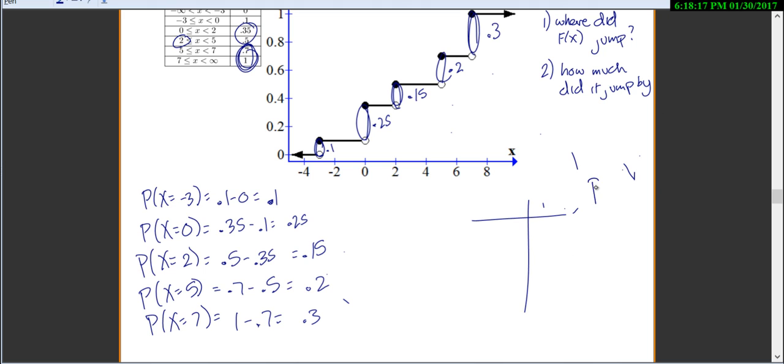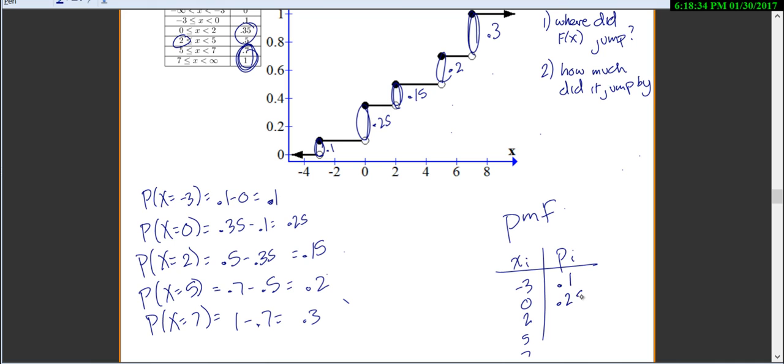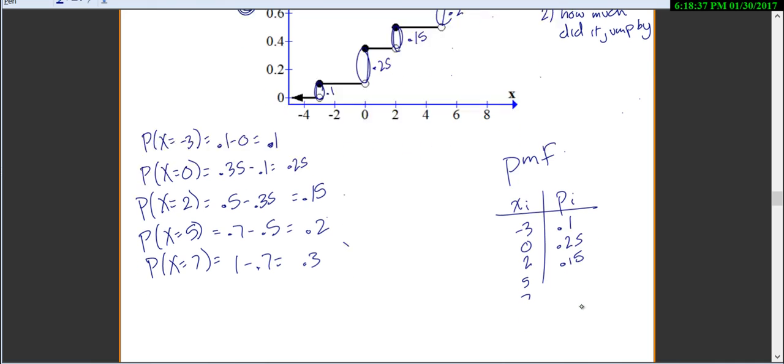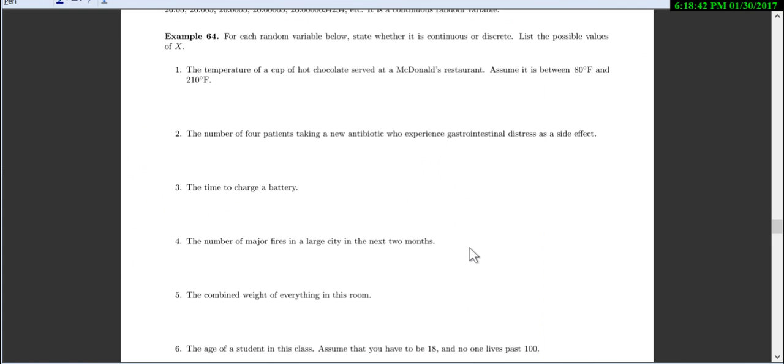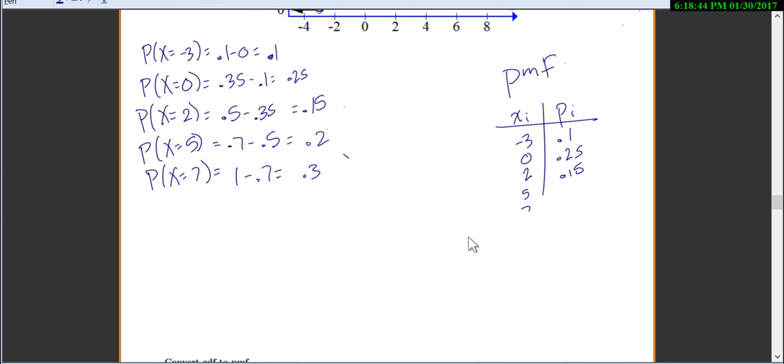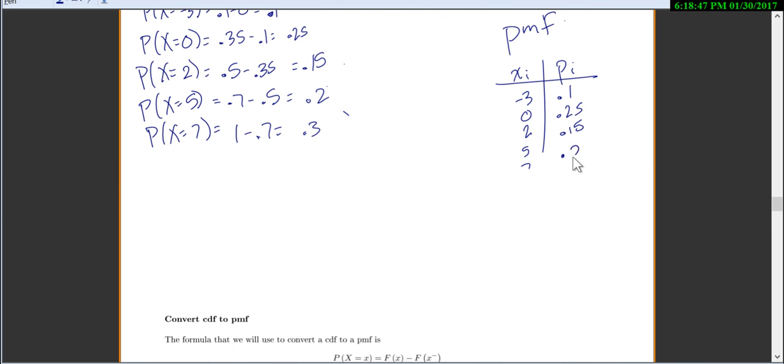So then, for my actual PMF, you have each x value and each probability value. We were at -3, 0, 2, 5, and 7. And those probabilities were 0.1, 0.25, 0.15, 0.2, and 0.3. So that's how you reconstruct it or go back to a PMF.